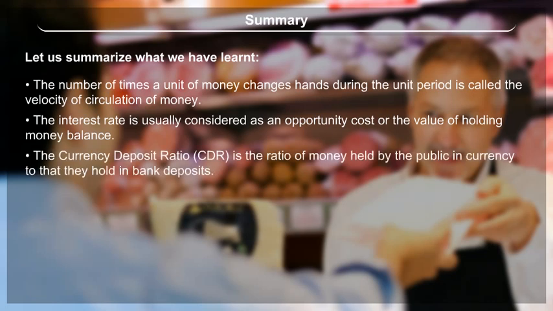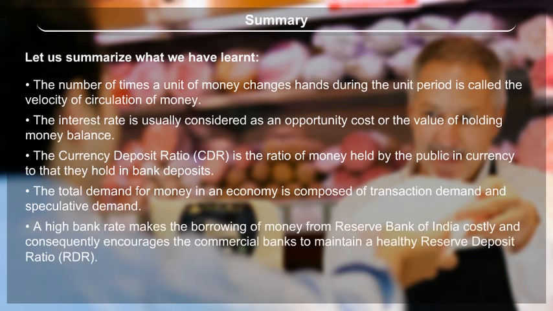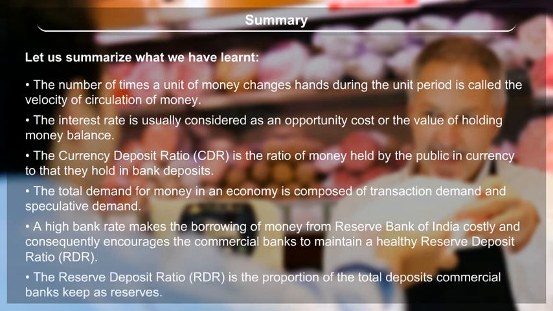The currency deposit ratio or CDR is the ratio of money held by the public in currency to that they hold in bank deposits. The total demand for money in an economy is composed of transaction demand and speculative demand. A high bank rate makes the borrowing of money from Reserve Bank of India costly and consequently encourages the commercial banks to maintain a healthy reserve deposit ratio, RDR. The reserve deposit ratio RDR is the proportion of the total deposit commercial banks keep as reserves.